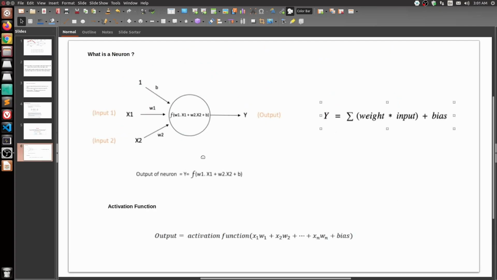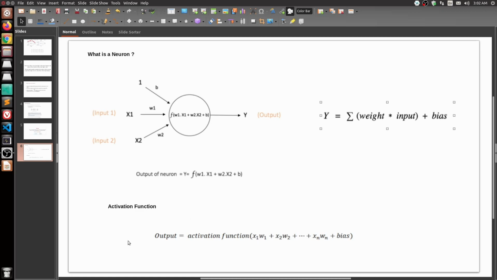Now the basic question: what is a neuron? A neuron is a container that contains a mathematical function known as an activation function, which takes inputs x1, x2, which are the input values, and it also takes a vector of weights, w1, w2 in this case, and a bias term. A neuron first computes the weighted sum of the inputs, like we see here, and passes it through the activation function.